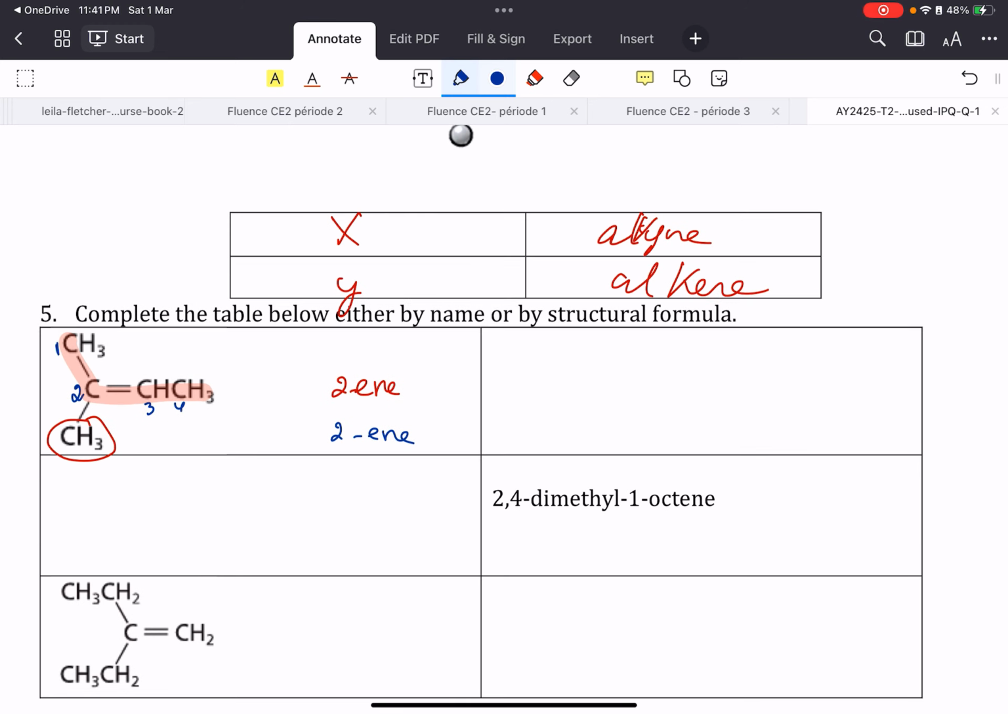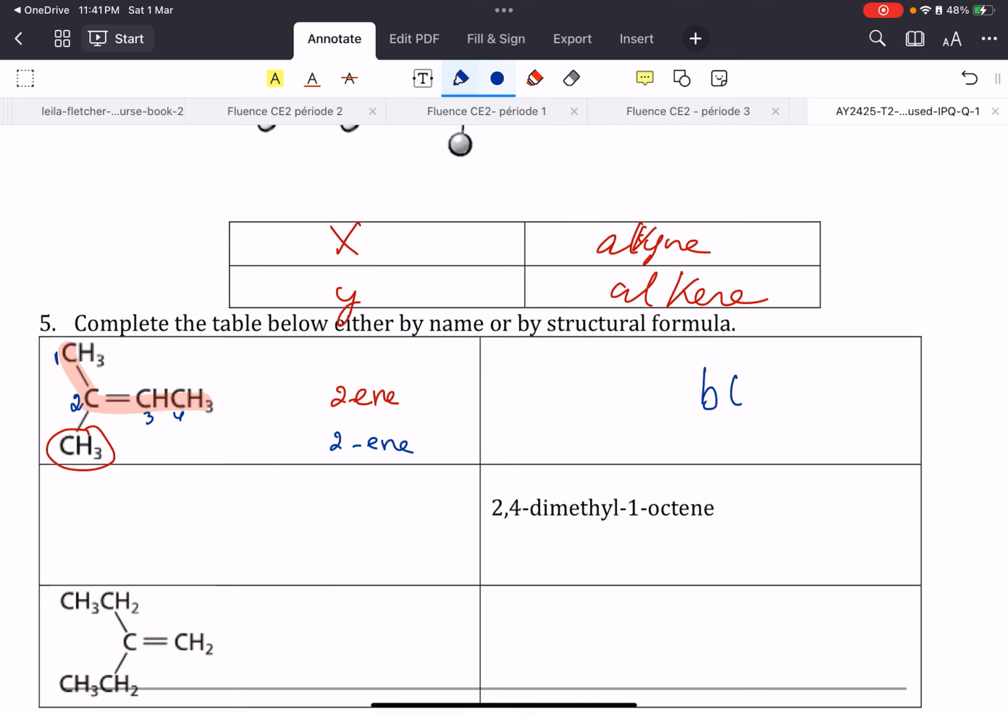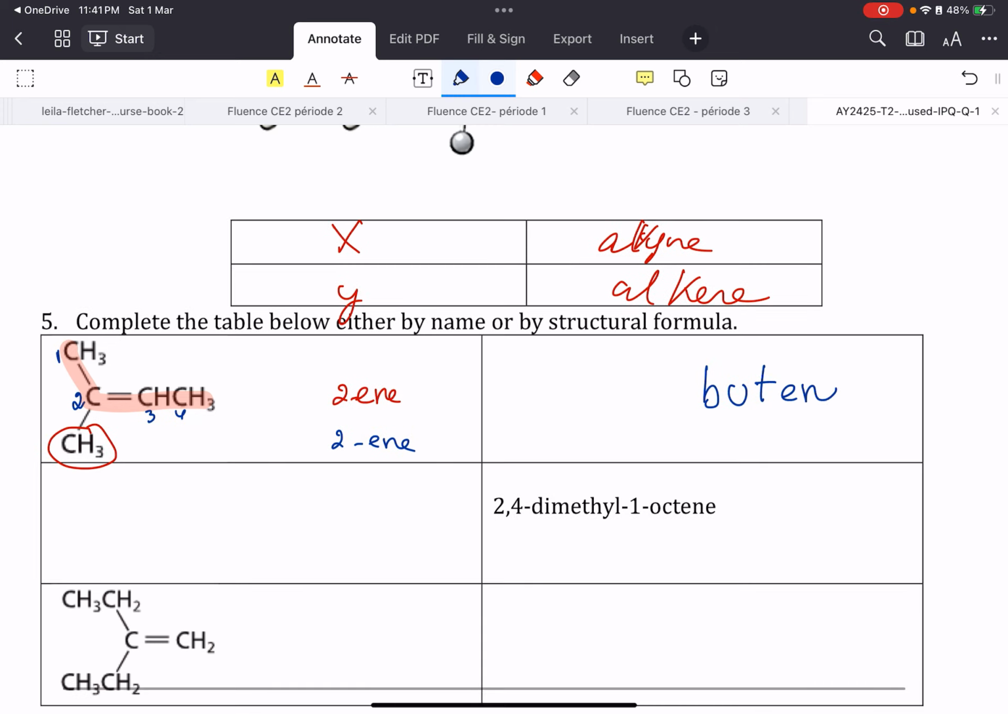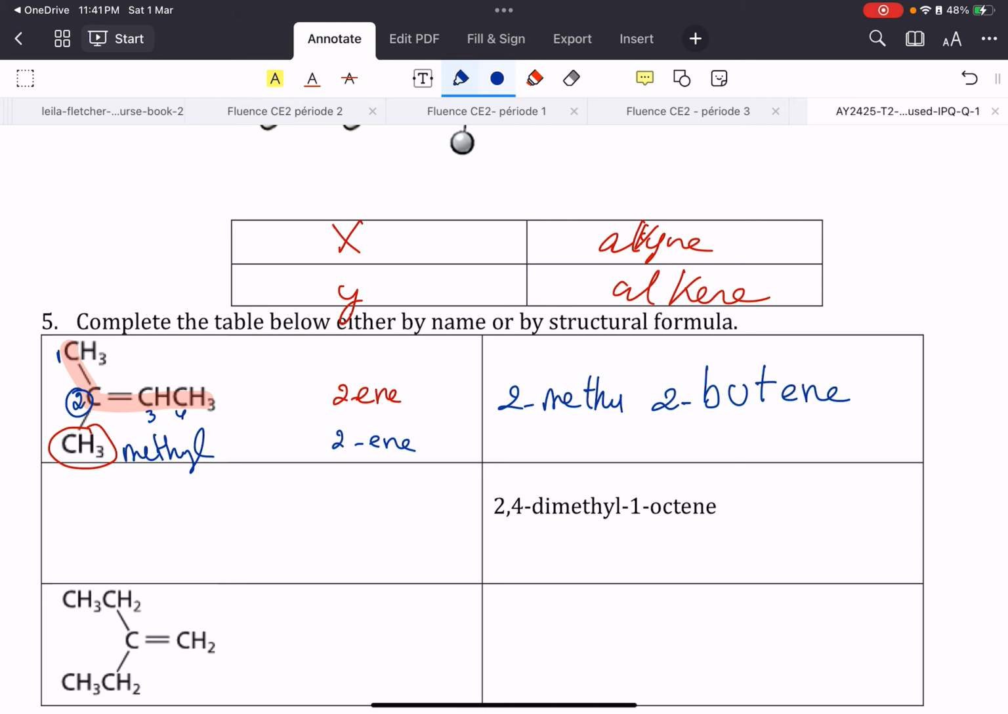So the final name is but-e because I have 4 carbons, so 1, 2, 3, 4. And then I have ene on the second carbon. And then I have a branch of 1 carbon, and 1 carbon will be called methyl, on the second carbon as well.